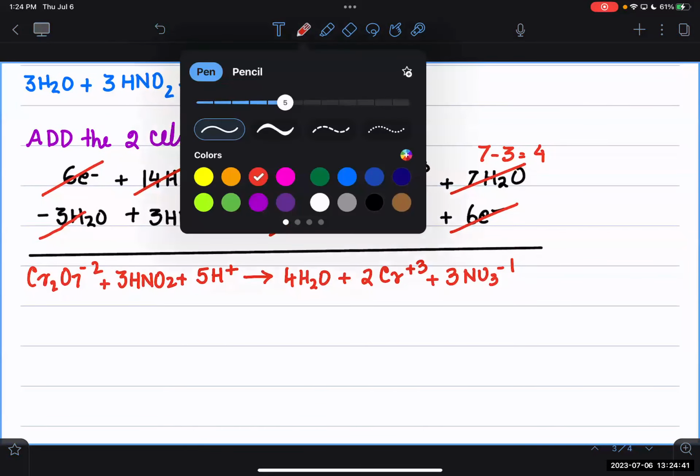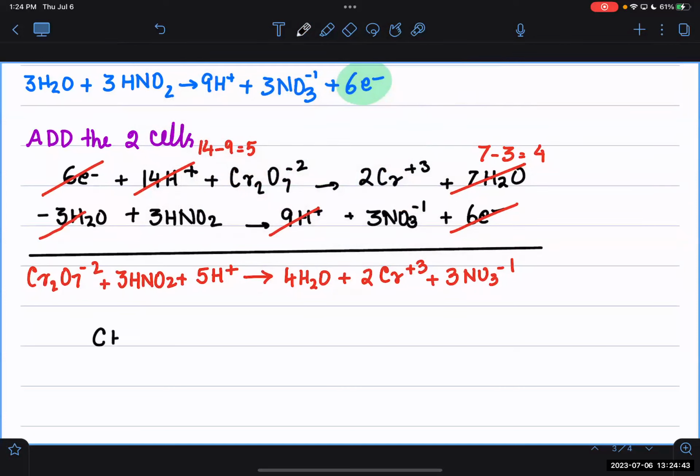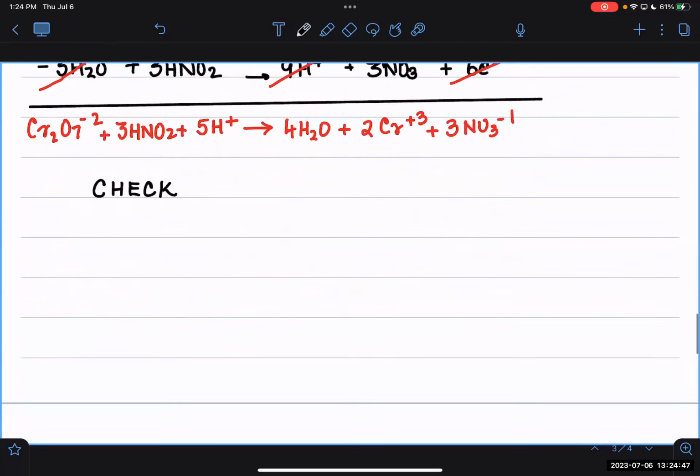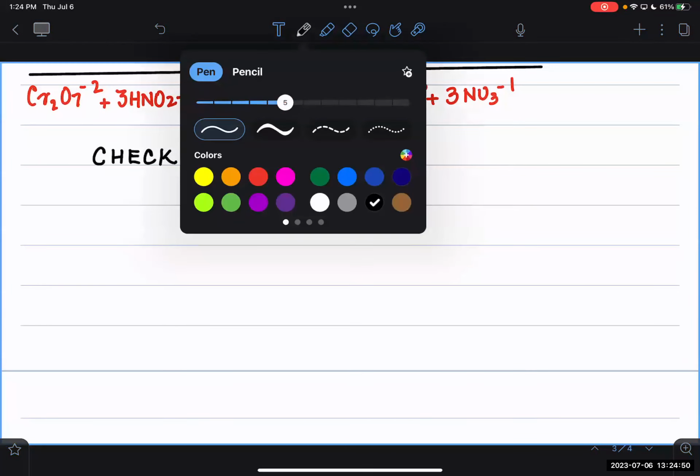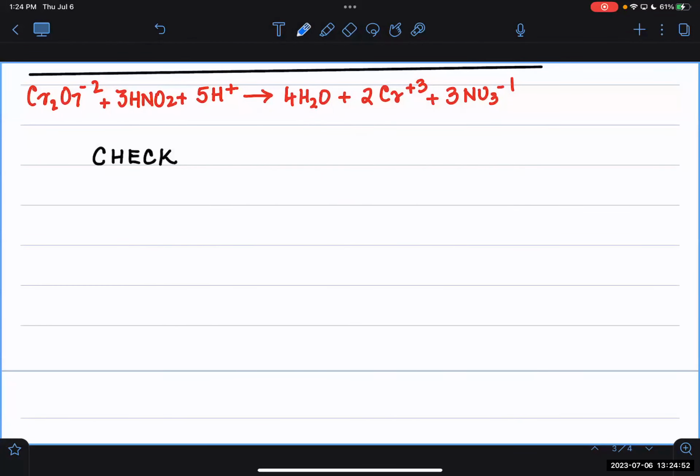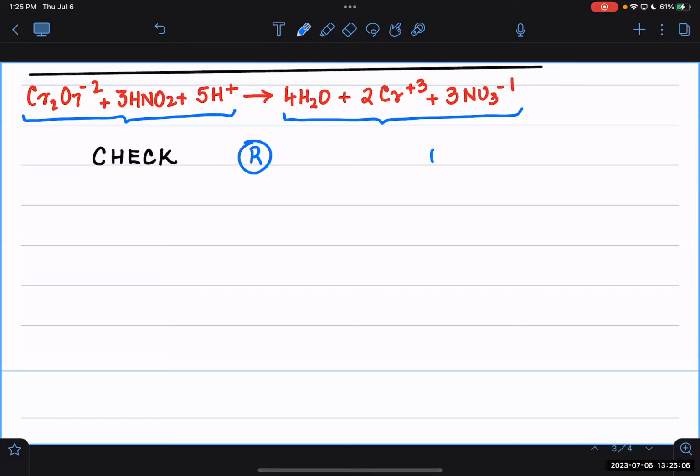But like I was saying, you should always check. So what will you check? On both the sides, break it up again. The reactant side, so this is the reactant side, and this is the product side. So the number of charges should be the same on both.